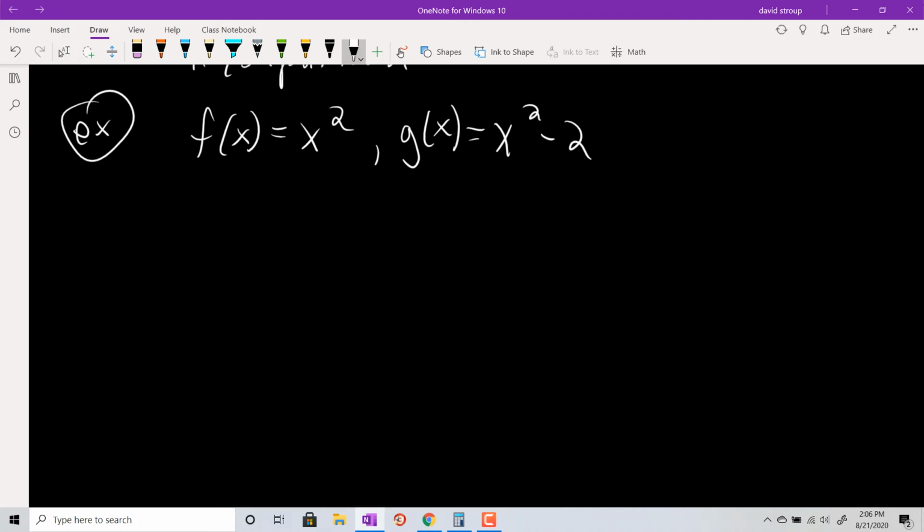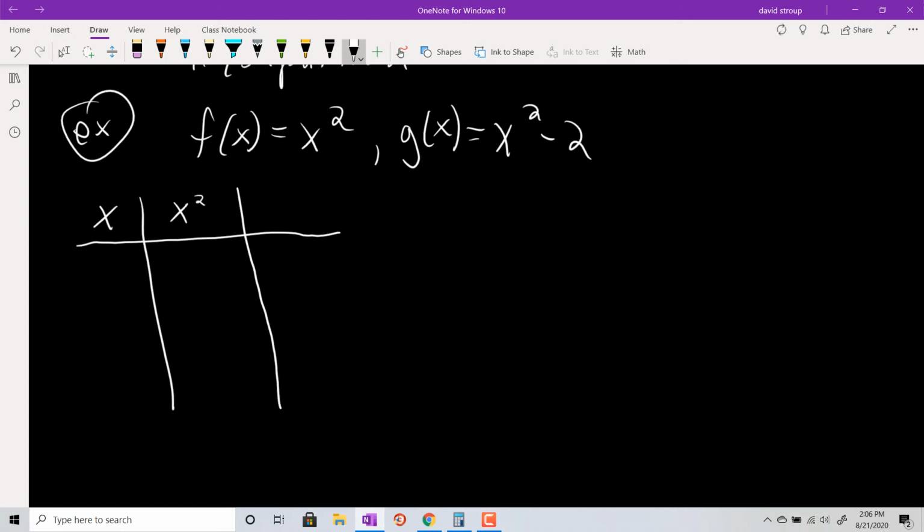So I'll do a little t-table. I've got my x and my y, or my f of x, and we can put everything in one table. So there's my f, and then g of x. Let's just do a couple values. Negative 3 squared is 9. 0 squared is 0. 3 squared is 9. And then 9 minus 2 is 7. 0 minus 2 is negative 2. 9 minus 2 is 7. Okay, so let's plot that stuff.